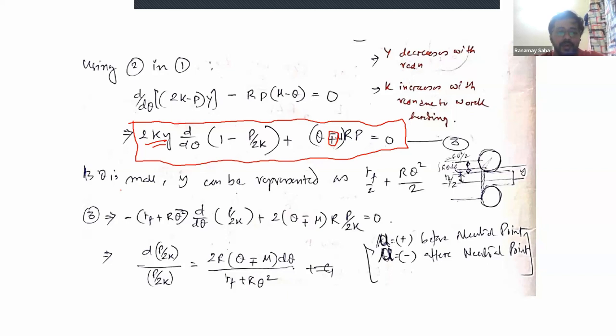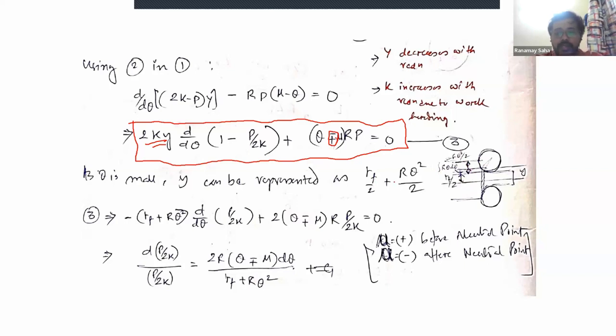Now, as theta is small, as we have discussed in the last slide, y can be represented as pf by 2. If you look at the strip here, you have pf by 2. If the whole thing has a thickness of pf, half of it becomes pf by 2, right? And this thing again becomes your arc theta square by 2. If you take multiple strips like that and integrate arc theta d theta, then you have arc theta square by 2 as the length of this much.